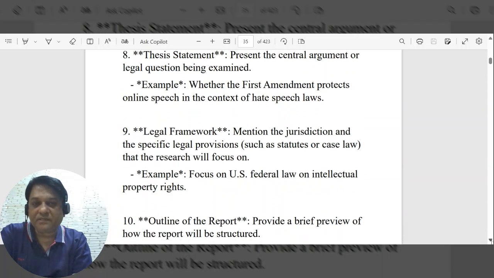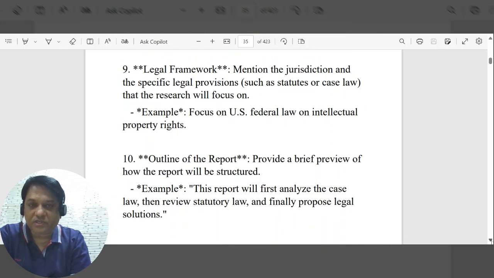Thesis statement, present the central argument or legal question being examined. Example, whether the First Amendment protects online speech in the context of hate speech laws. Legal framework, mention the jurisdiction and the specific legal provisions such as statutes or case laws that the research will focus on. Example, focus on US federal law on intellectual property rights.